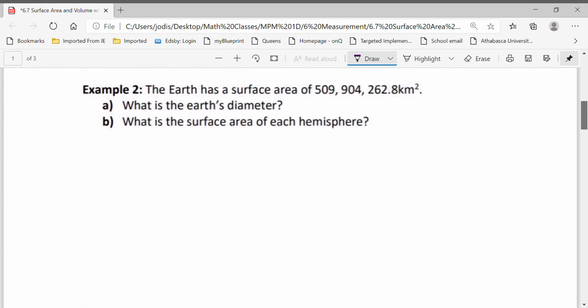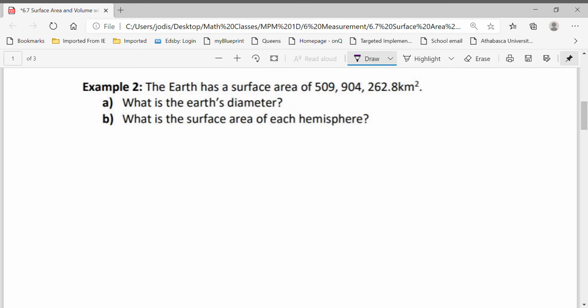Alright, so let's try another one here. So for this one, we've got the Earth has a surface area of 509,904,262.8 kilometers squared. It's pretty big. We want to know what is the Earth's diameter. Okay, so we have to think of surface area of a sphere, right? Earth is a sphere.